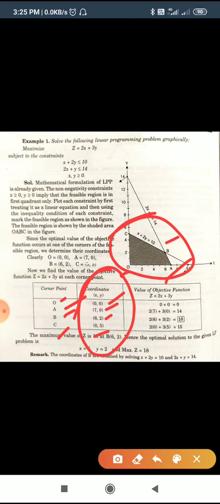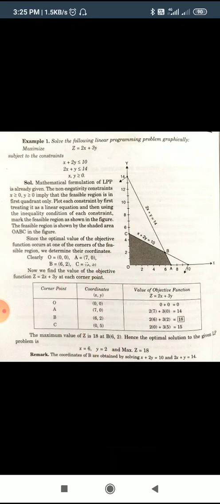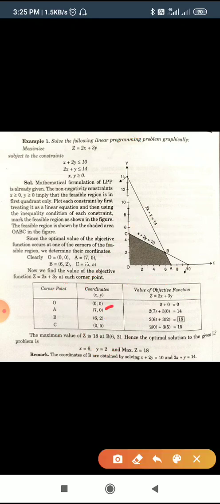On these coordinates, we check the value of the objective function. We put x is 0, y is 0 at O in this objective function, then we get 0. Similarly, on A, put x is equal to 7 and y is equal to 0 in the objective function, then we get 14. Next, we put x is equal to 6 and y is equal to 2 in the objective function, we get 18. And next, x is equal to 0, y is equal to 5 in this objective function, then we get 15.